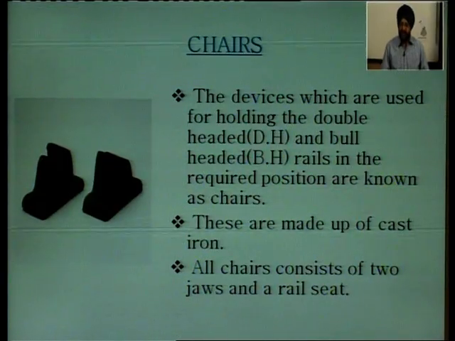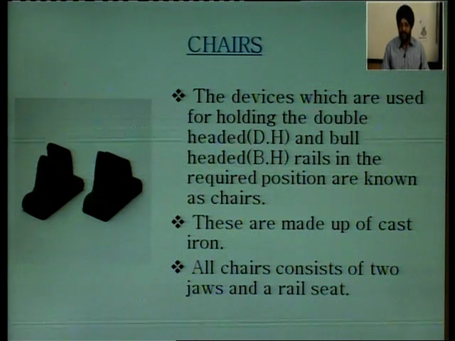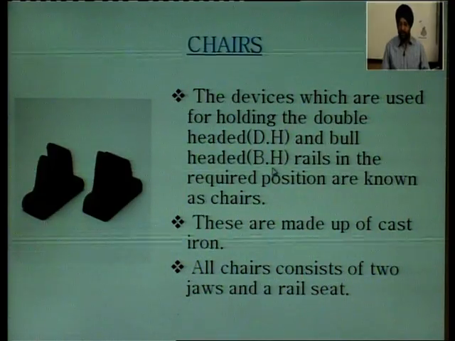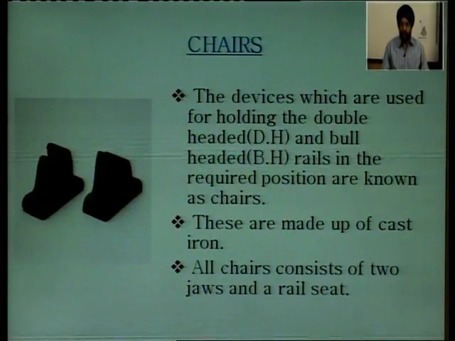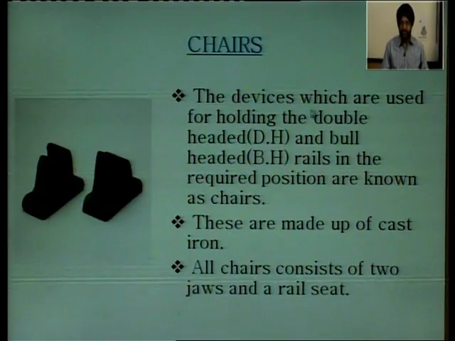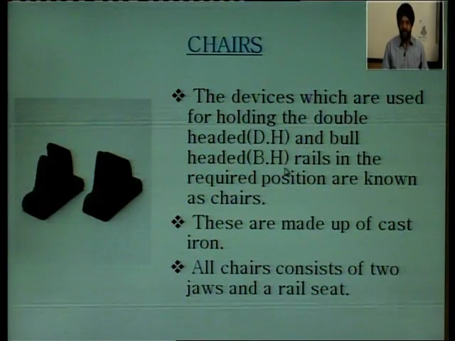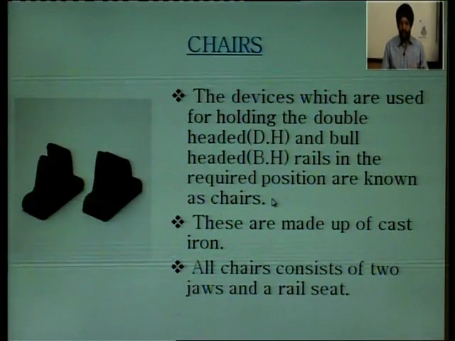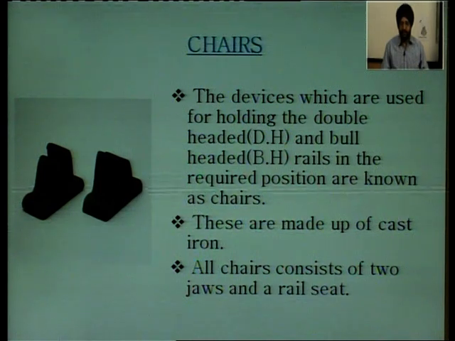We have three different types of rail sections: the double-headed rail sections, the bull-headed rail sections, and the flat-footed. We have just studied bearing plates for the flat-footed one. So, chairs are not meant for flat-footed rails. These are devices used for holding the double-headed and the bull-headed rails in the required position. So, these are called chairs. Now, how they work or how they are fitted, we will see.